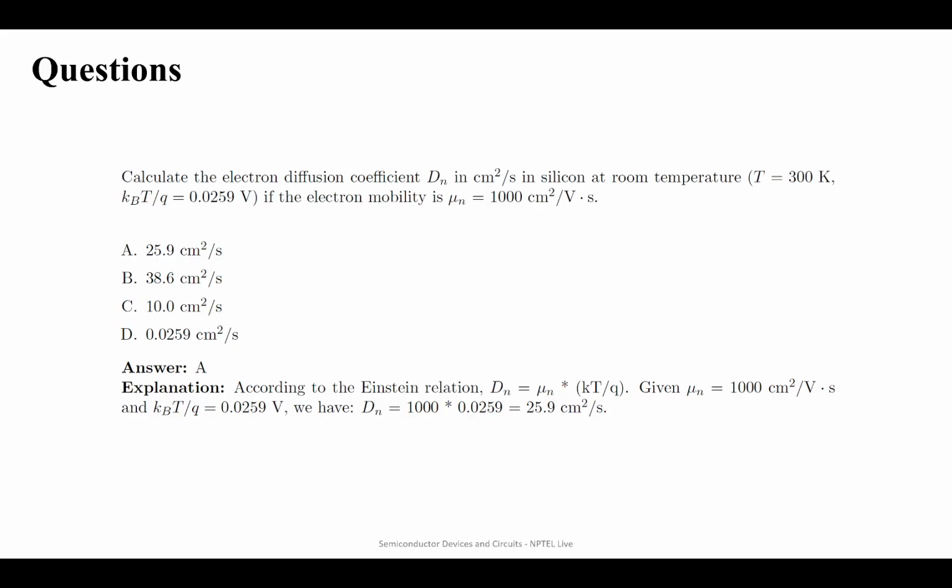According to the Einstein relation, Dn equals mu n times kT/q. Given mu n is 1000 centimeter square per volt second and kT/q is 0.0259 volts, Dn will be 25.9 centimeter square per second.